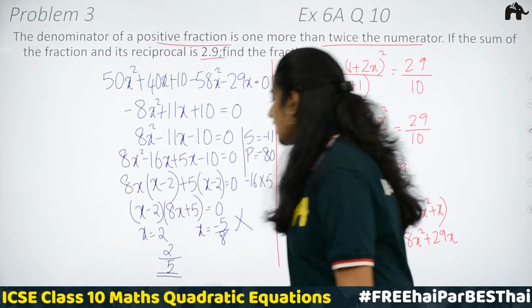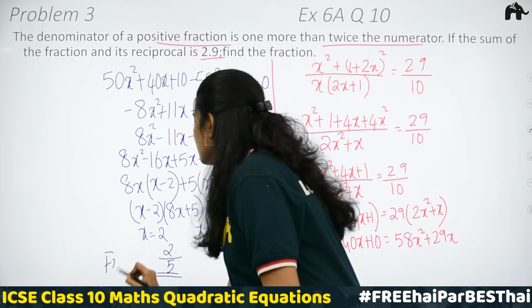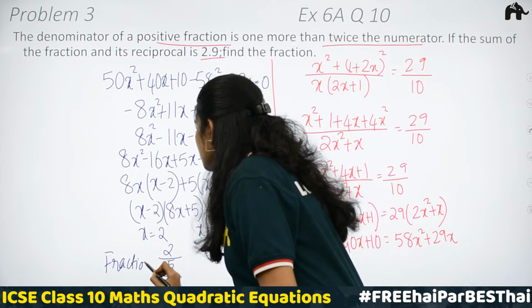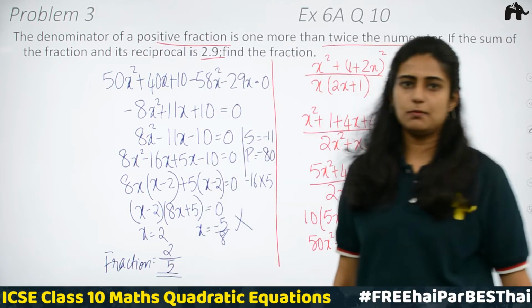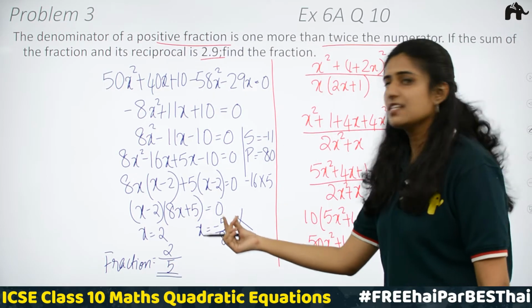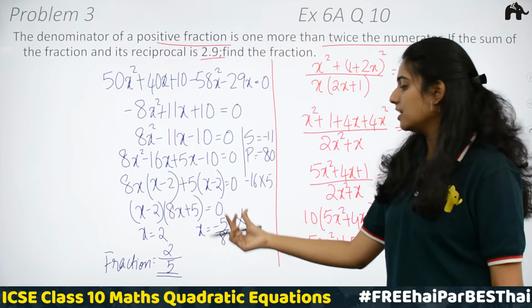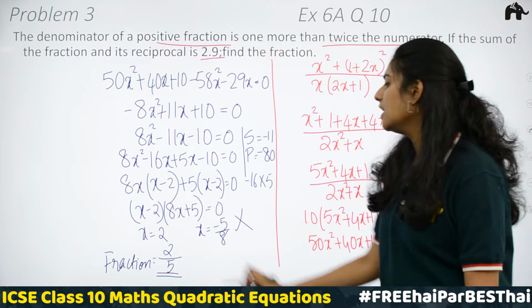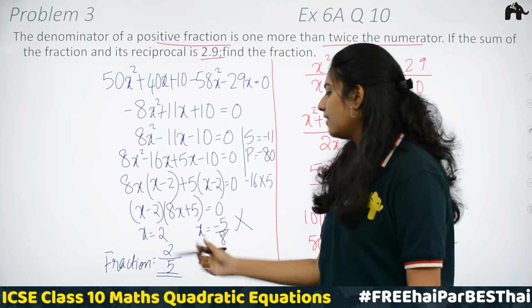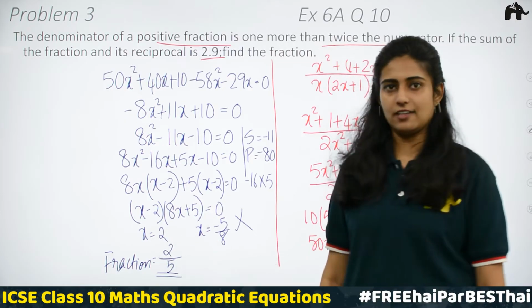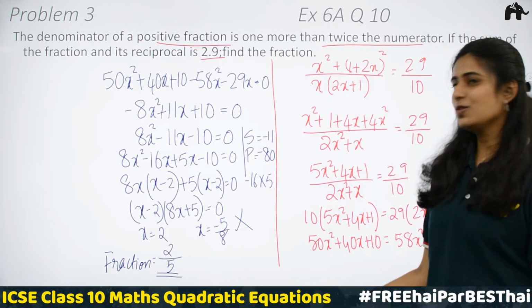So, the required fraction is equal to 2 divided by 5. Here we are getting x as a fraction. We are neglecting this. Numerator is already a fraction. That is not possible. So, the required fraction is 2 by 5. Numerator 2 and the denominator 5. Got it? Let's do the next problem.